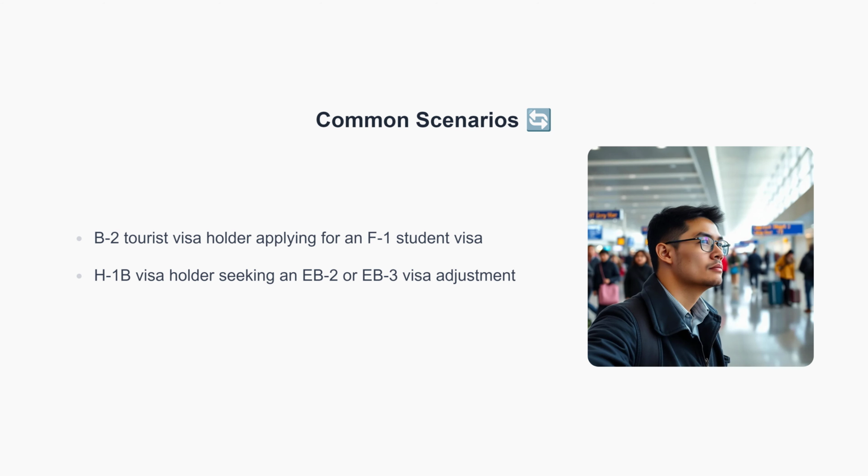Let's discuss common scenarios where individuals might consider changing their immigration status in the USA. Many enter the U.S. on a specific visa type, such as a B-2 tourist visa, and later decide to change their status to something like an F-1 student visa. Another common situation is an individual on an H-1B work visa who wishes to transition to an employment-based immigrant visa like the EB-2 or EB-3.